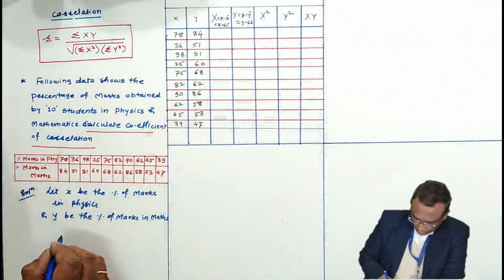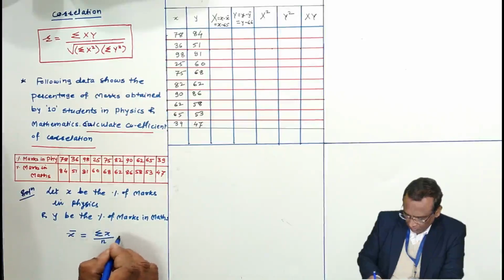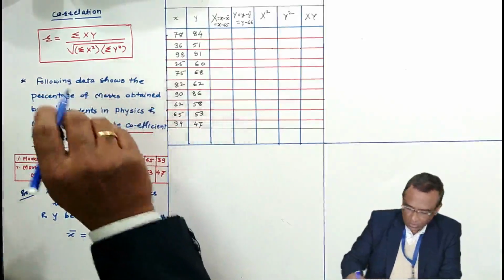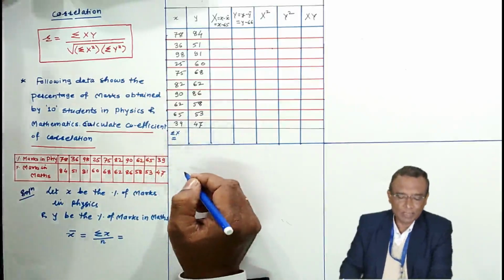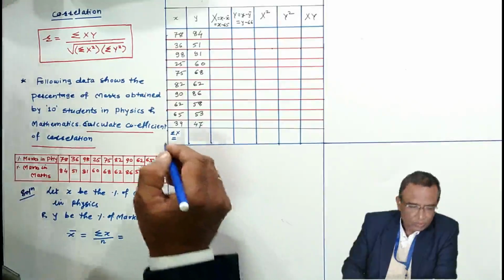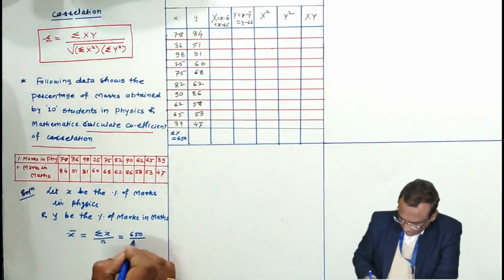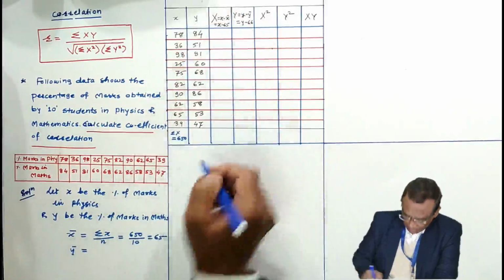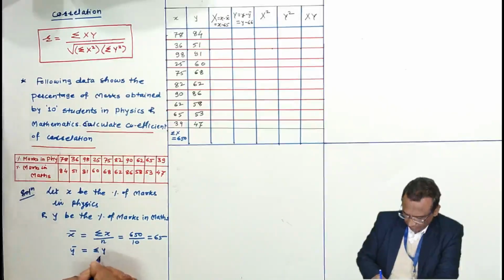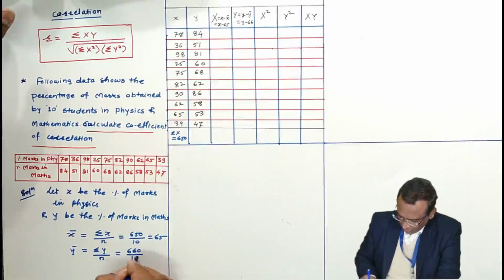So what I am going to do is find the mean of x, x bar. The mean of x means summation of x divided by n, where n is the number of entries, which is 10. Summation of x is 650, and 650 divided by 10 is 65. Y bar is the mean of the y entries: summation of y is 660, divided by 10 is equal to 66.